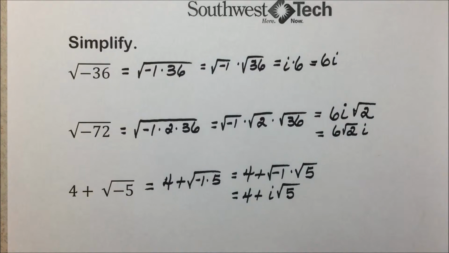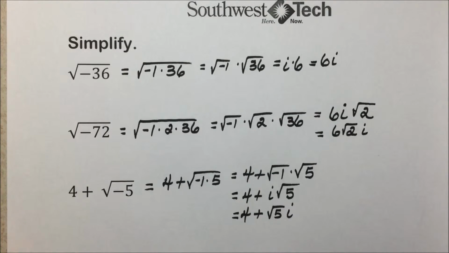And again, here it's clear that the i is not underneath the radical, but if we're looking to put this in complex number form, which is a plus bi, we could rewrite this as 4 plus the square root of 5 times i.